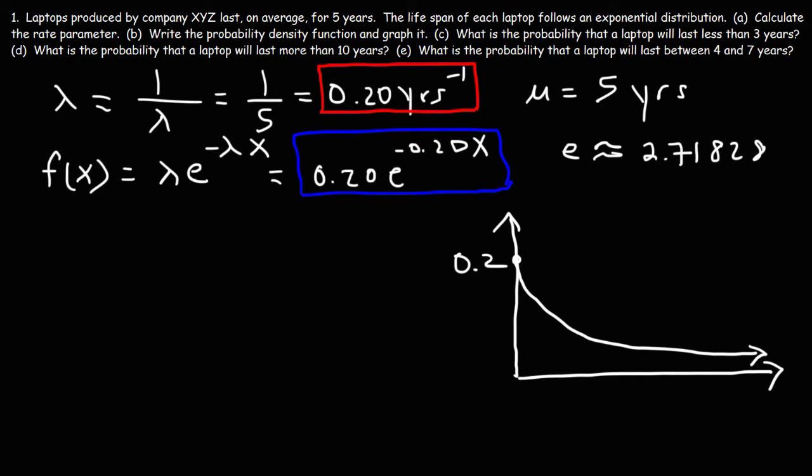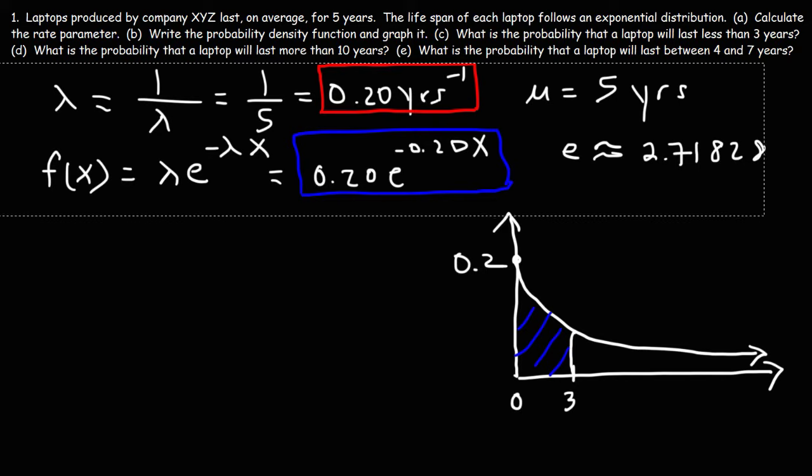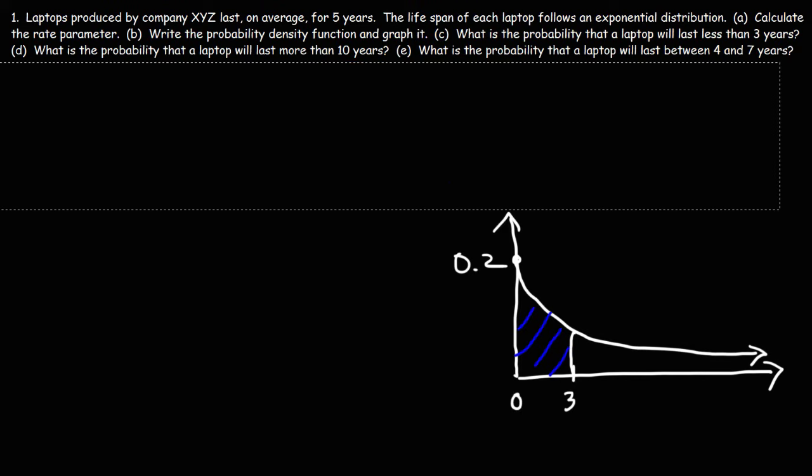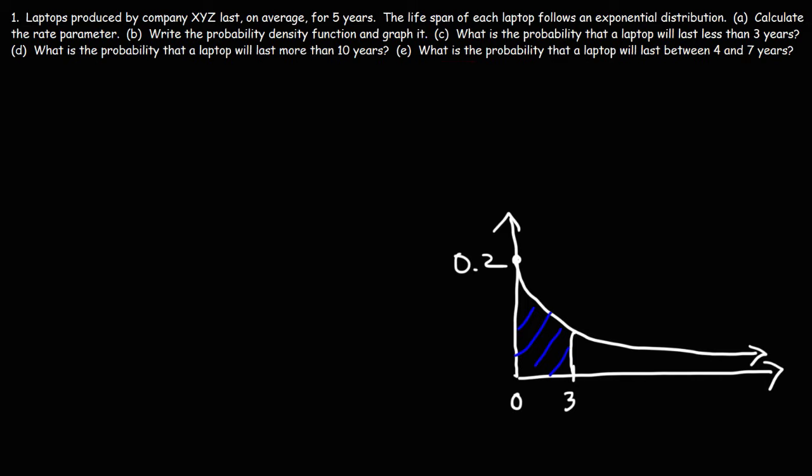Now let's move on to part C. What is the probability that a laptop will last less than 3 years? So let's say 3 is right here. To determine the probability, we need to calculate the area under the curve from 0 to 3, or to the left of 3. Now let me just get rid of some stuff here. Hopefully you wrote that down. But if you need to, you can pause the video and just rewind and write what you need to write.